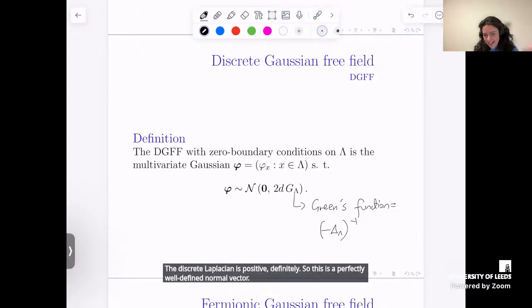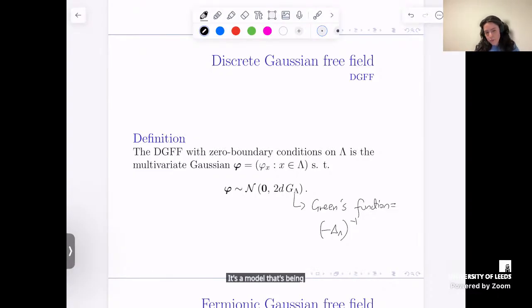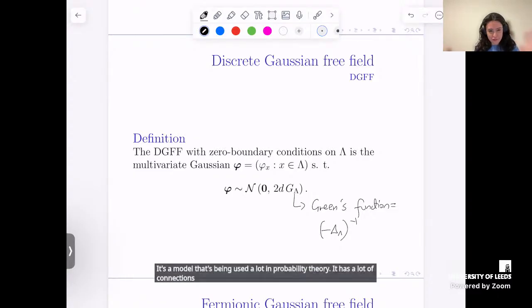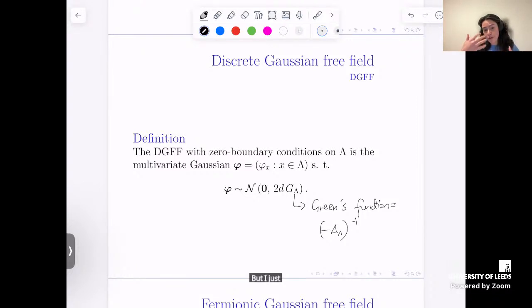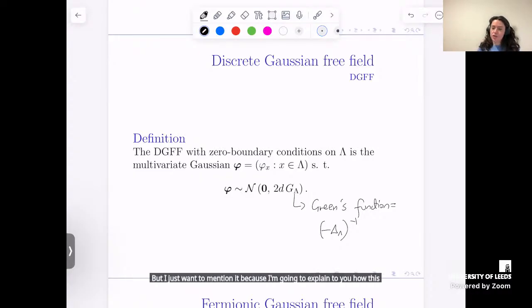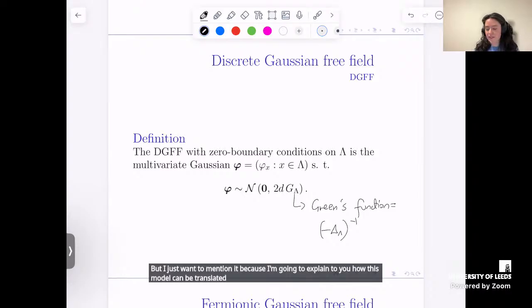It's a model that's being used a lot in probability theory. It has a lot of connections to other models, and I've certainly been hiding lots of things under the rug. I'm not describing the DGFF for the time being. But I just want to mention it because I'm going to explain to you how this model can be translated into this Grassmannian calculus setup.